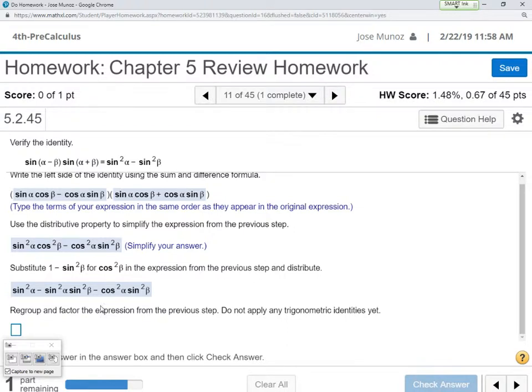Okay. We got to regroup and factor out some stuff. So let's see here. Both of these guys have a sine square alpha in it. So I could factor that out. But wait a minute, that's what we had at the beginning. Okay, I gotta get rid of these cosines because I wanted everything to be in the sine form, okay?